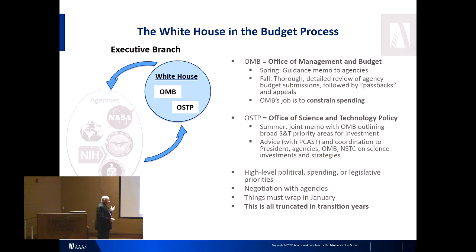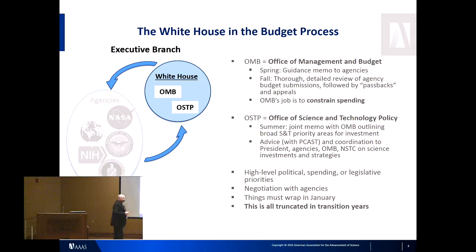So OMB is the White House office responsible for a few different things. But on this topic, they're responsible for overseeing development and approval of the president's budget. It's a White House office of on the order of 400 or 500 employees, and it's headed by the OMB director, who is the president's budget director. Currently it's Mick Mulvaney, formerly of the House of Representatives.